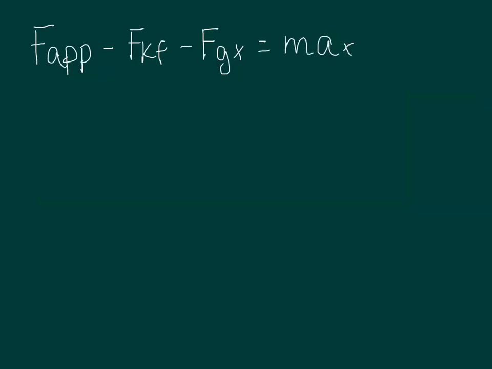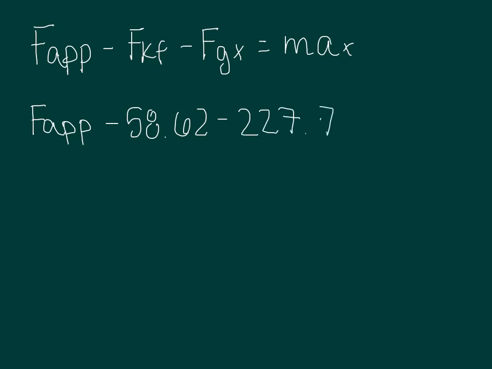Now we just need to put it all together. This is going to be our final equation so that we can find the applied force. We can leave that one, and we can subtract the force of kinetic friction, which we just found, 58.62, and the force of gravity in the x direction, which we also found, 227.79, and that's all going to equal mass times acceleration in the x direction.